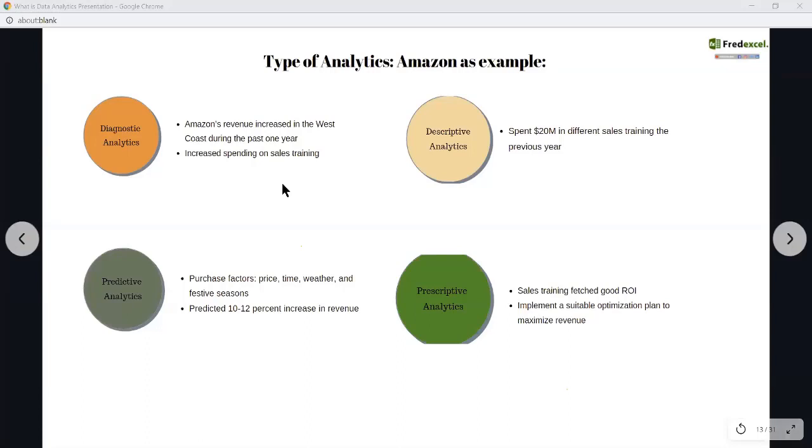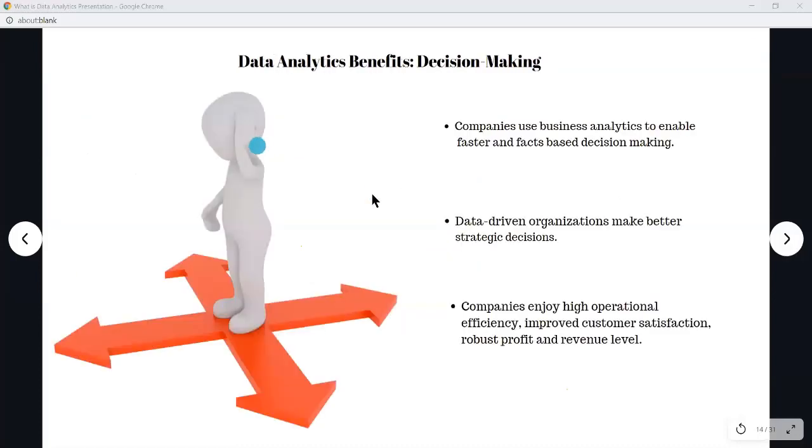Then we have prescriptive analytics. That sales training fetched good return on investment and they implemented a suitable optimization plan to maximize revenue. Now the data analytics benefits in terms of decision making, because in all this, when you analyze the data, it's very important that you take a decision. Now, in the decision, we are at the crossroads. In taking decisions, we need data. We need information to take decisions. So we say that companies use business analytics to enable faster and fact-based decision making.